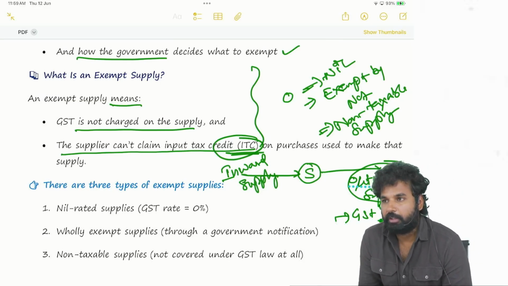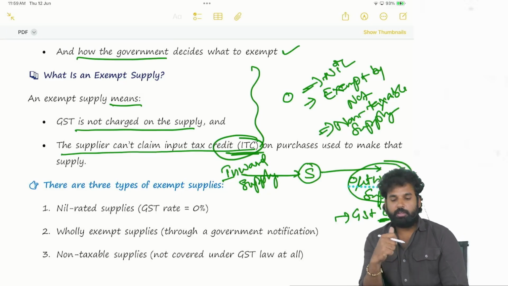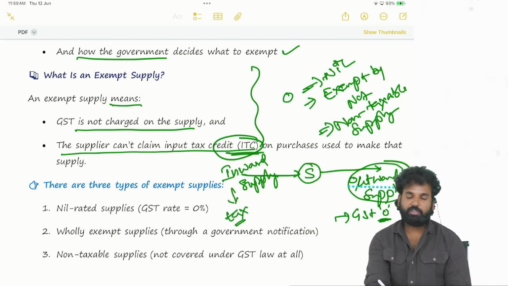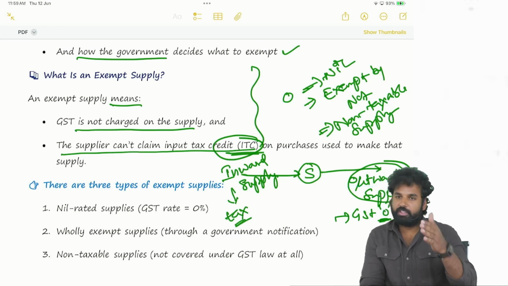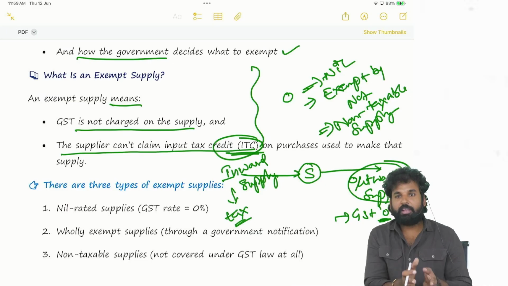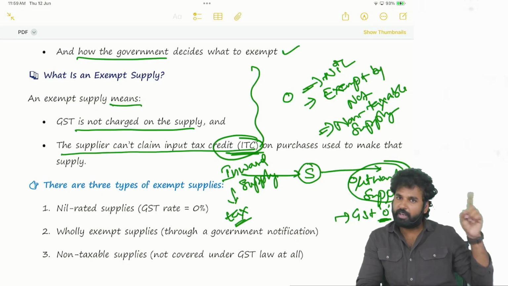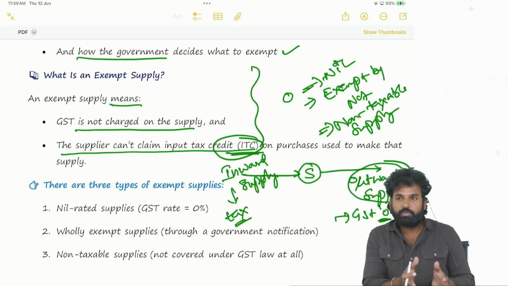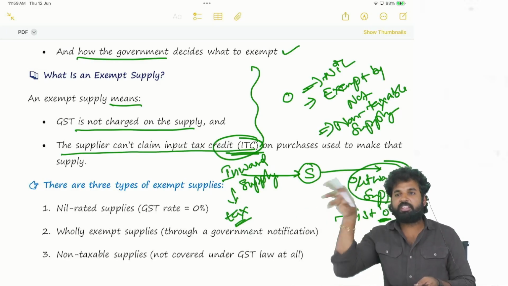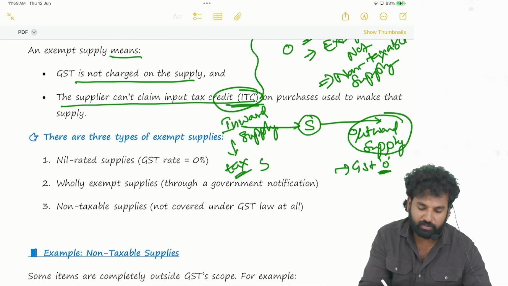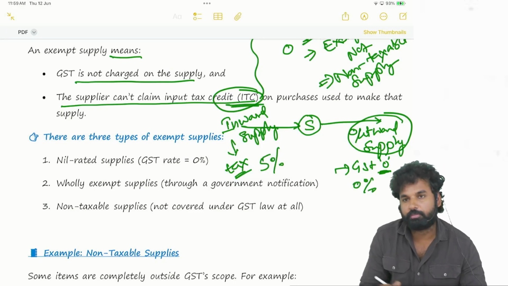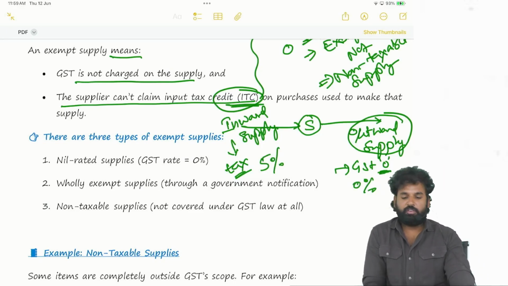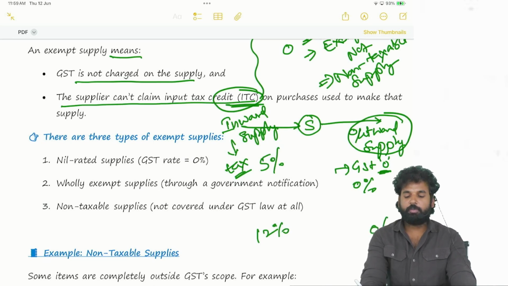So outward supply is having GST 0. That means exempted. Whenever he is purchasing inward supply, there may be a tax on this. Let's say there is a GST on raw materials. He has paid that GST. But these raw materials are used for making the exempt supply. That inward supply is used for making the outward supply which is exempted from GST. So inward rate is 5%, outward rate is 0%. Inward rate is 12%, outward rate is 0%.